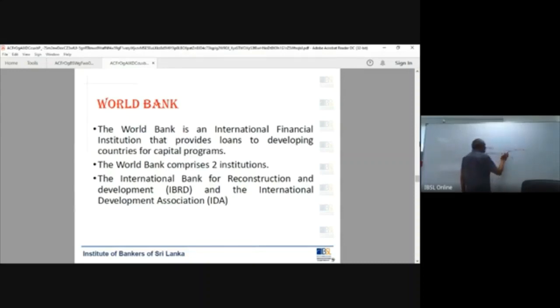But really speaking, IBRD is only part of the World Bank. The World Bank is the main thing, right? IDA is the International Development Association, right?